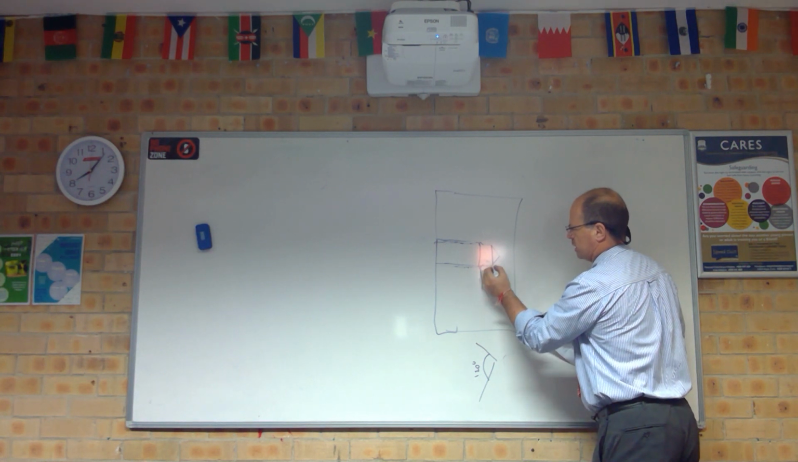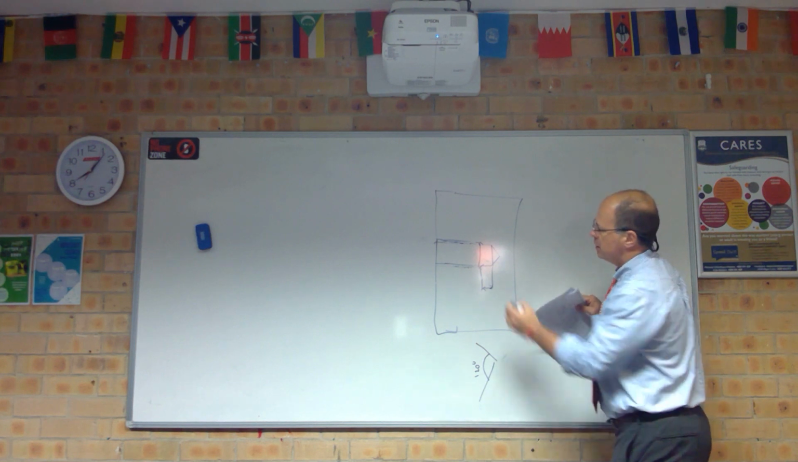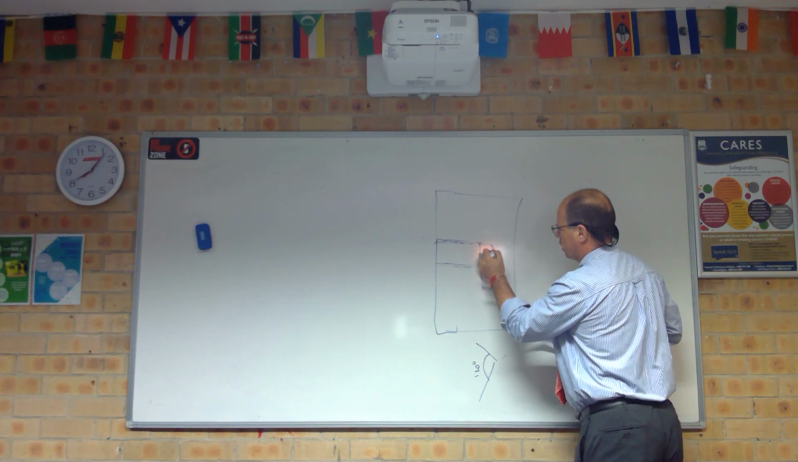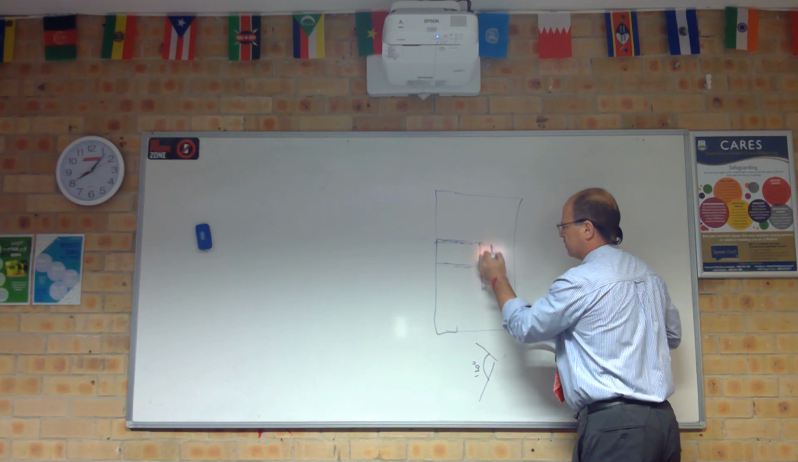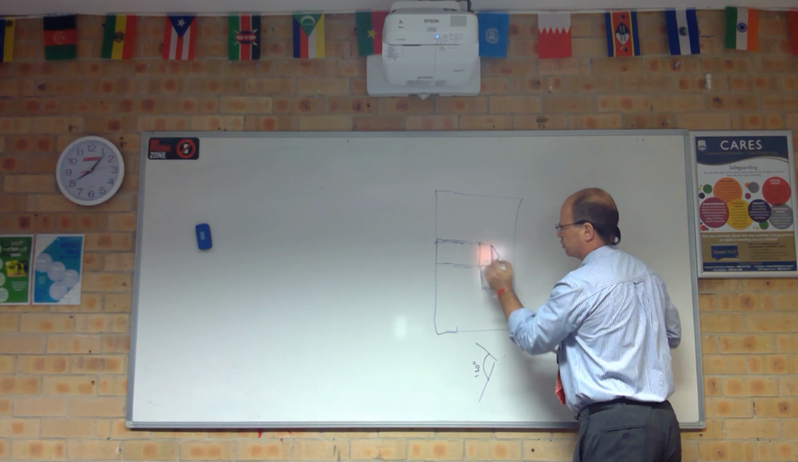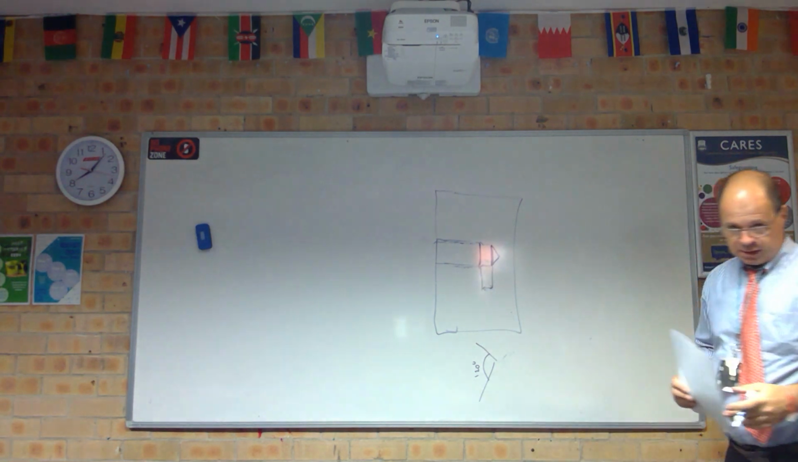So this part from here to here is unthreaded. And then this is the bottom of the hole. We draw a line across at the bottom of the hole because that's the beginning of where the hole turns into a triangle. And this line here is the bottom of the thread.